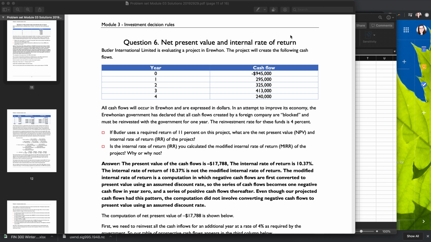Module 3, question 6, we have Butler International evaluating a project in some fictitious country, Iran. It has the following cash flows, year 0, 1, 2, 3, 4. All the cash flows are expressed in dollars because apparently they don't have an exchange rate. The government has declared that you have to invest the money with the government for 1 year and you have a 4% interest rate. So the question is, what is the NPV and what's the IRR of this project?